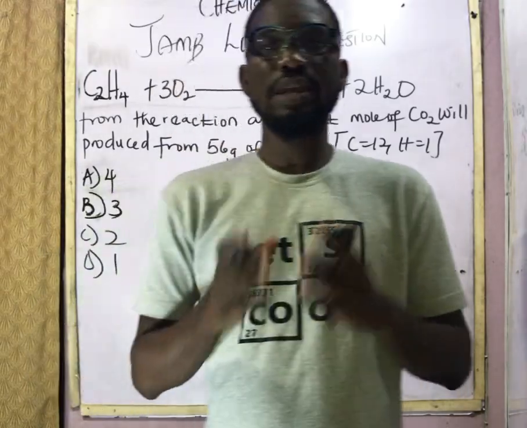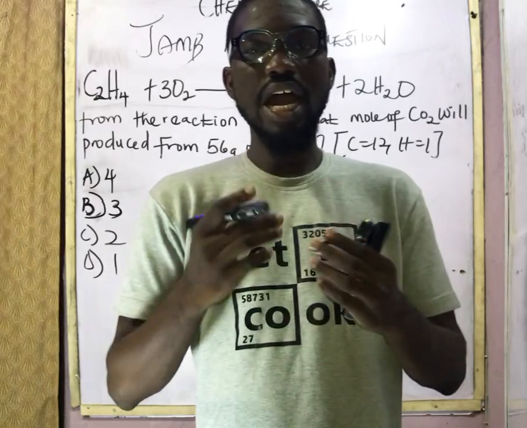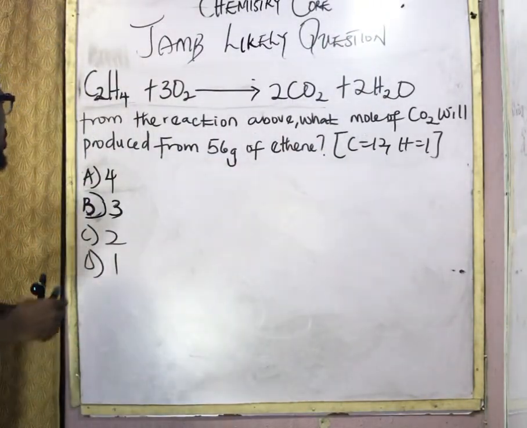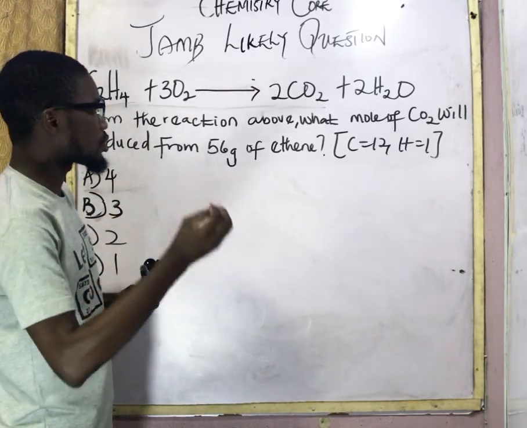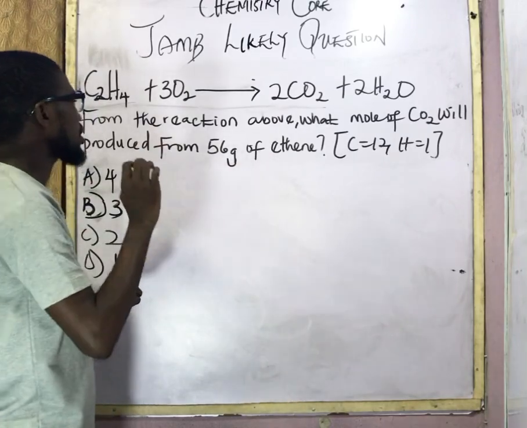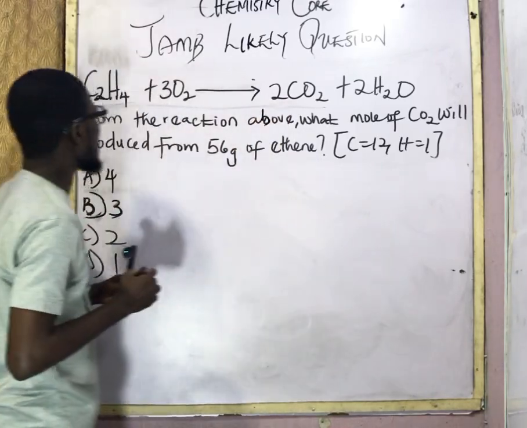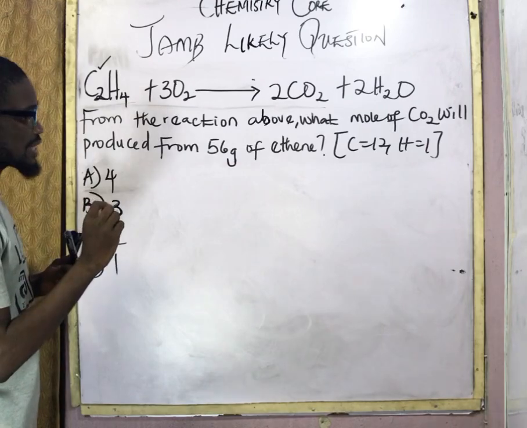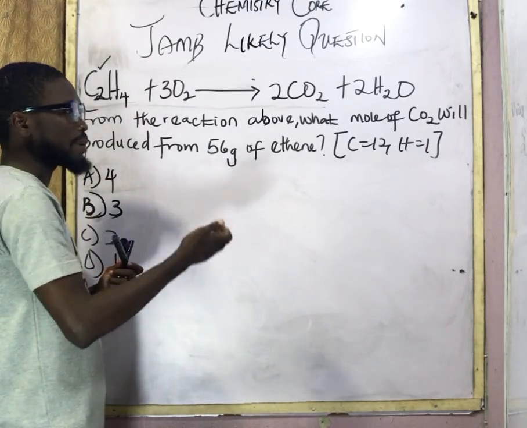Let's say you came across this kind of equation. How can you solve it? Come closer. We have this equation on the board. From the reaction above, what mole of CO2 will produce from 56 grams of C2H4? One thing you need to know is that since they have identified our C2H4, you need to understand that this kind of equation falls under chemical combination.